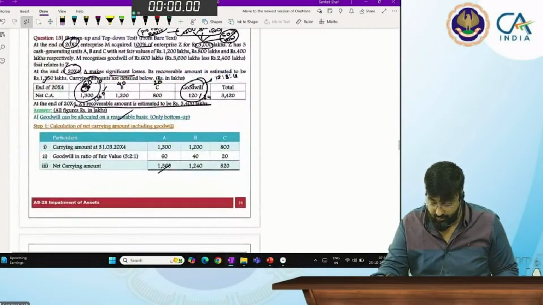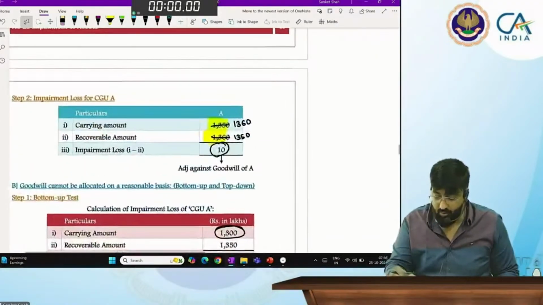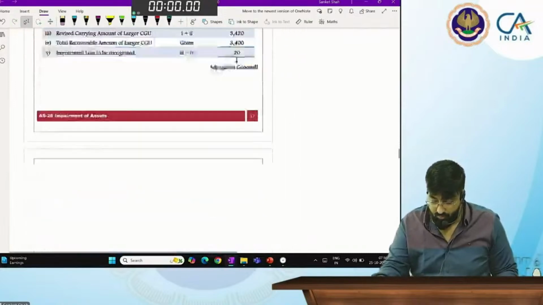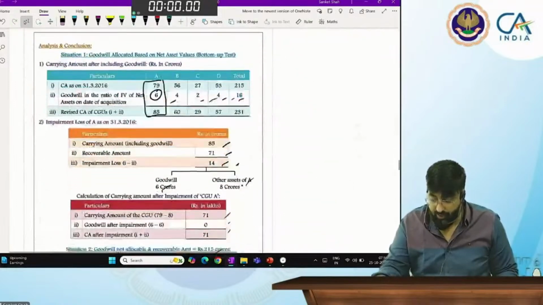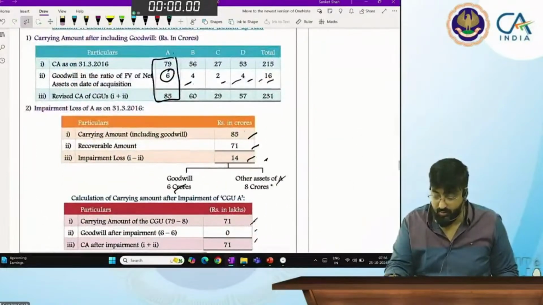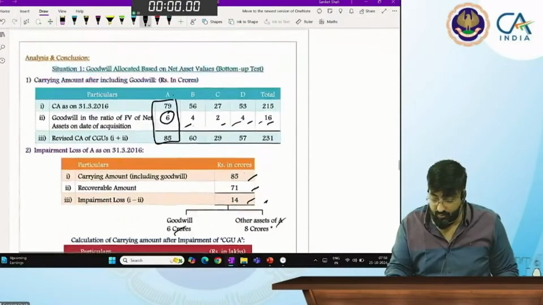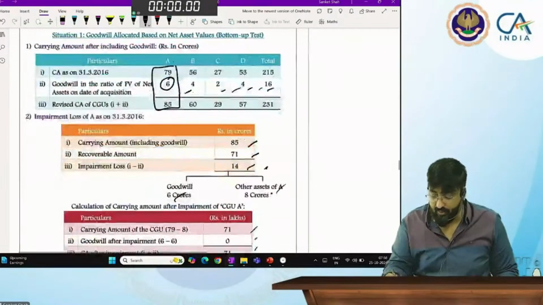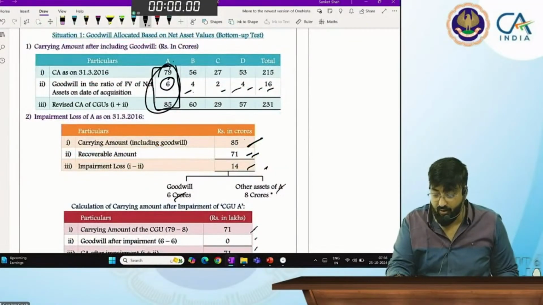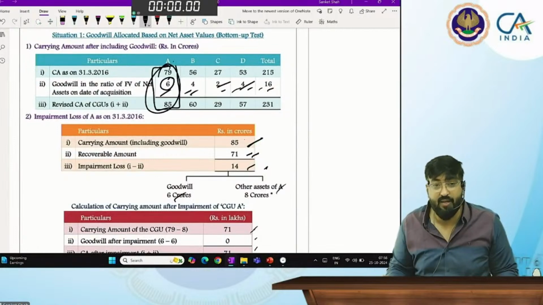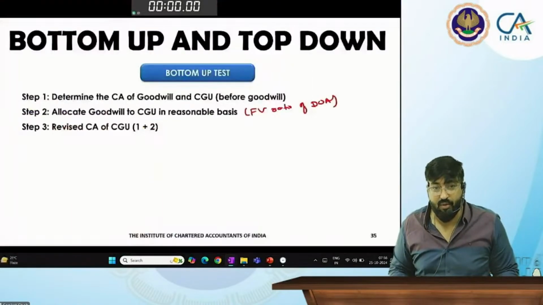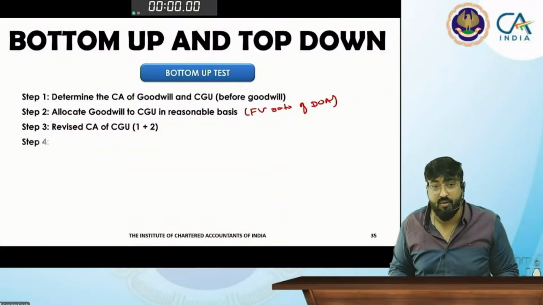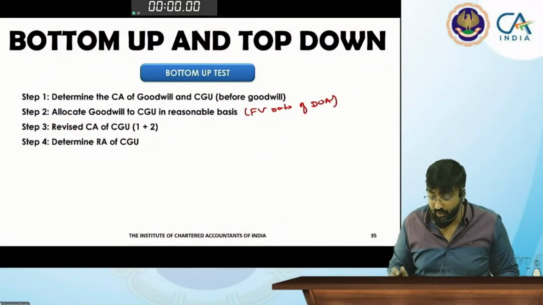Then, for A, what did you do? The carrying amount. In the bottom up test, carrying amount plus goodwill, you divided goodwill on a reasonable basis. Yes, sir. This is your revised carrying amount. Understood, sir. Now you compare it with the recoverable amount here.